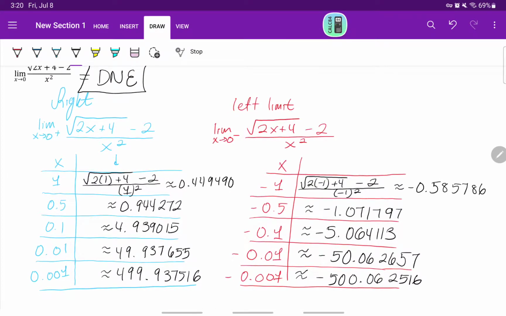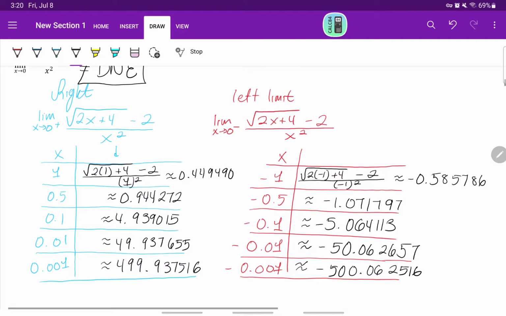Because if you evaluate this as the limit as x approaches 0 from the right, these numbers are getting bigger in the positive direction. But if you look here, as the limit as x approaches 0 from the left, the numbers are getting more negative. -0.5, -1, -5, -50, -500, while this is going up: +0.4, +0.9, +4.9, +49.9, positive 499.9. These values are going to positive infinity. These values are going to negative infinity. Because the left limit doesn't equal the right limit, the limit itself cannot exist.